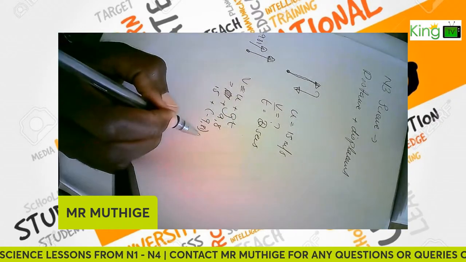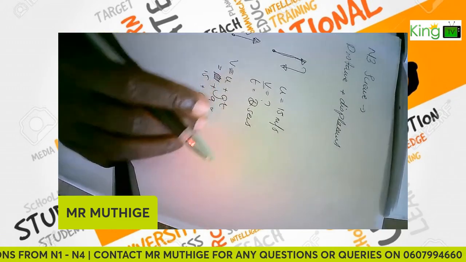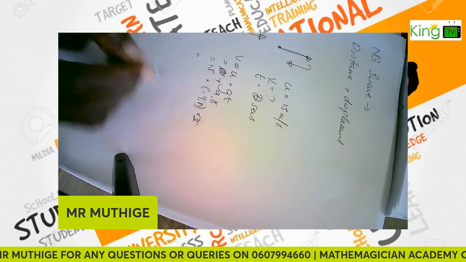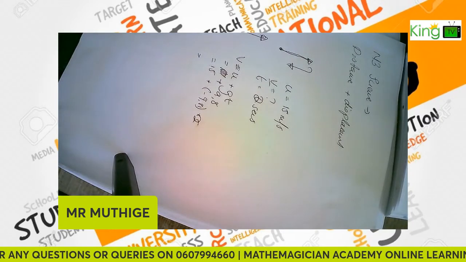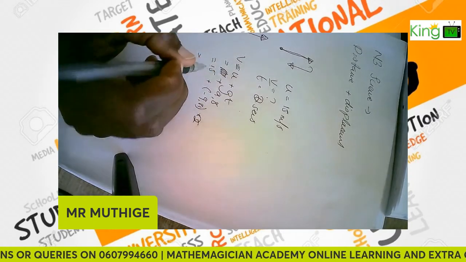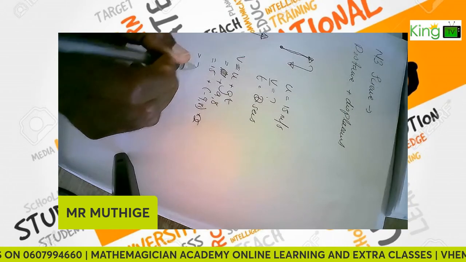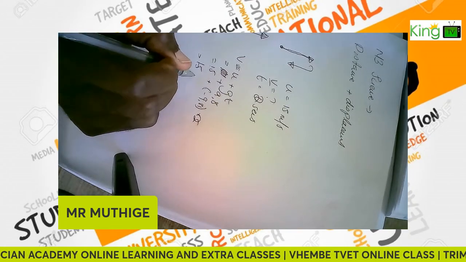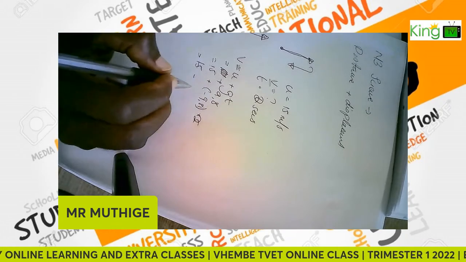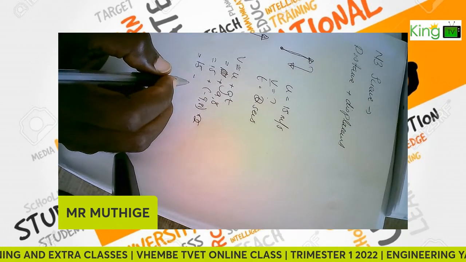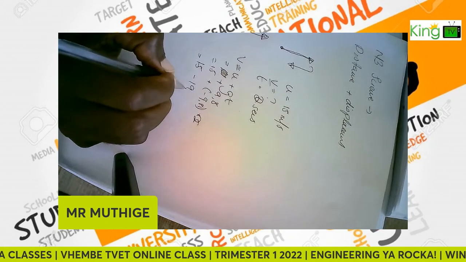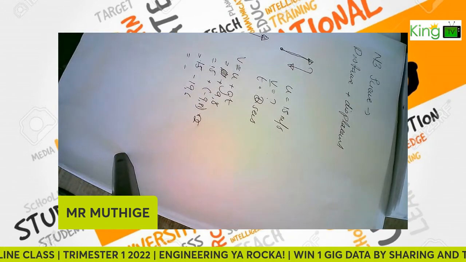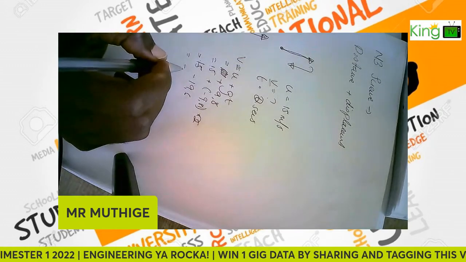And then what's my t? 2 seconds. Plug and play. 15, this and that. 15 minus 20. So 15 minus this times 2 is what? Almost 20. It's 19.6. So the answer is negative 4.6.